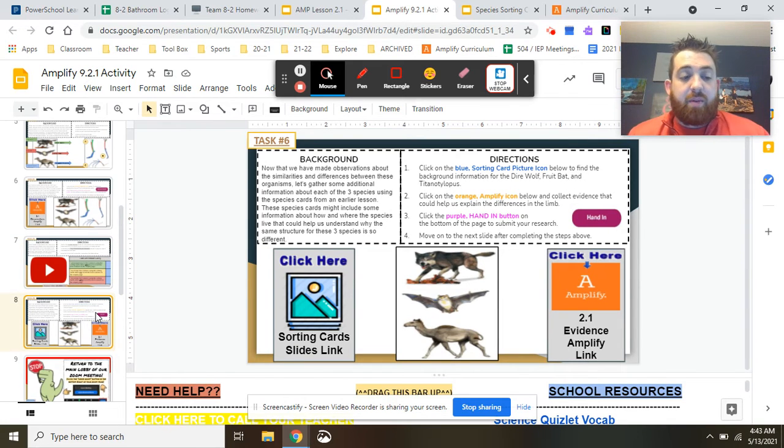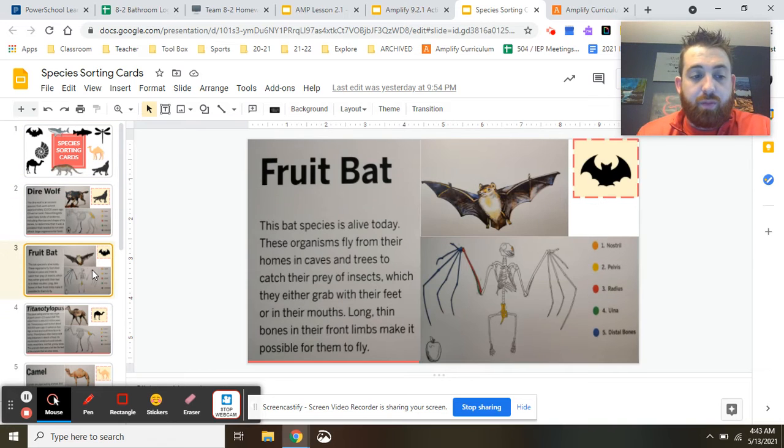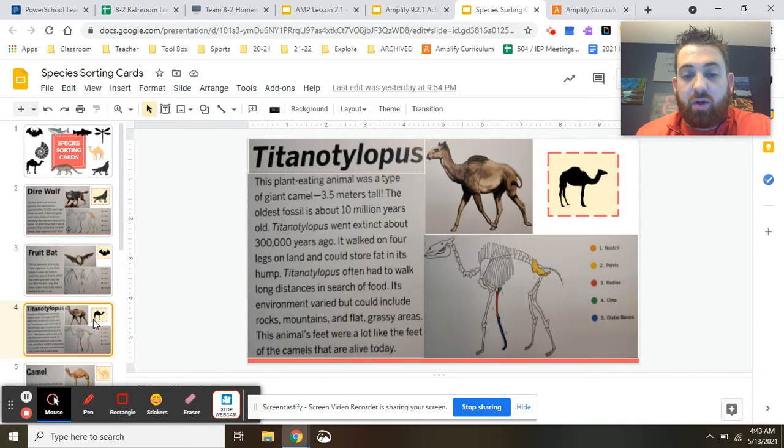On slide number 8, task 6, we have our sorting cards, and we have a section where we're going to be collecting our evidence in Amplify for these three species. When we go to the sorting cards, you'll notice that the very first three are the dire wolf, fruit bat, and our camel-looking organism here, or our prehistoric camel. And in the background information, there's evidence about the environment it lived in and how the organism lived, that is going to help us figure out why these shared structures look the way they do, and why they're different from one another.